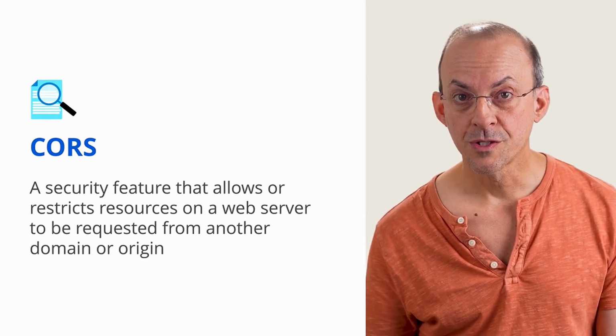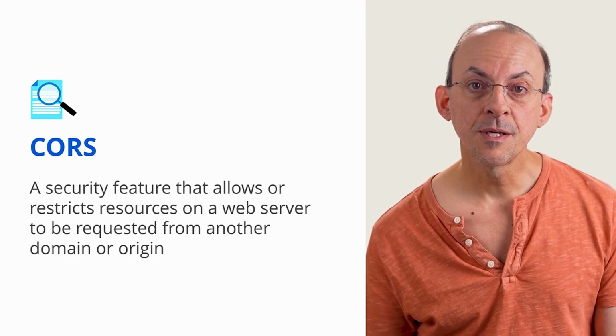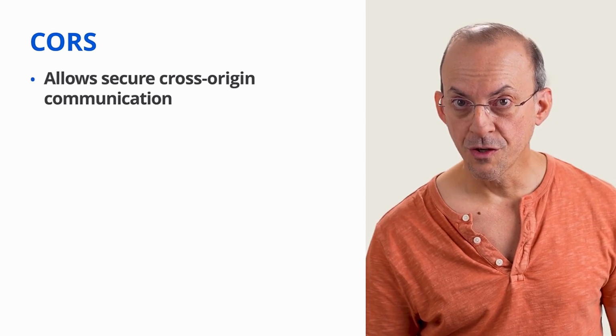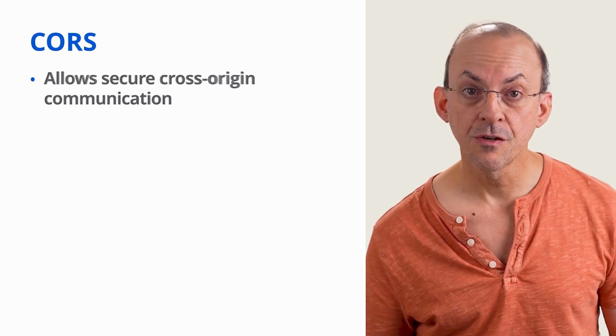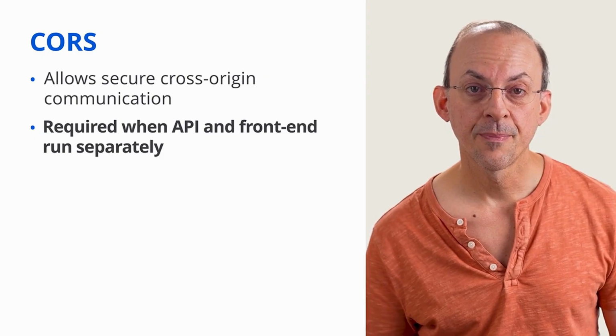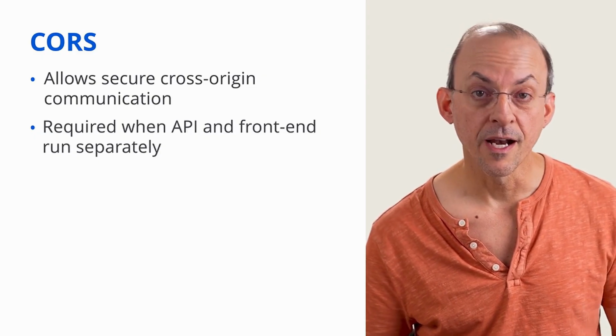Next, you'll configure CORS, a security feature that allows or restricts resources on a web server to be requested from another domain or origin. CORS allows secure cross-origin communication, so your front end can make API requests safely, even from a different origin. Without this, browsers will block the request since your API and your front end run on different ports.